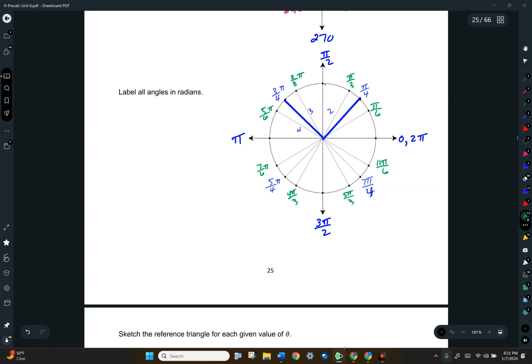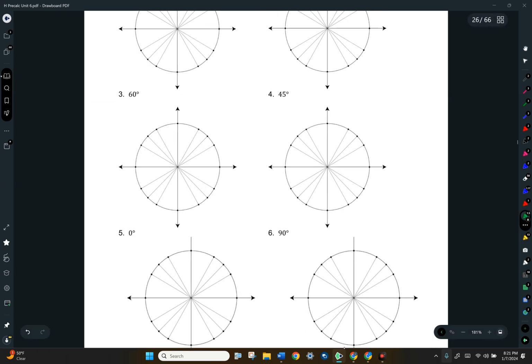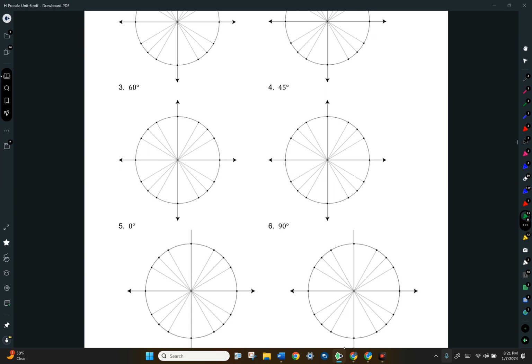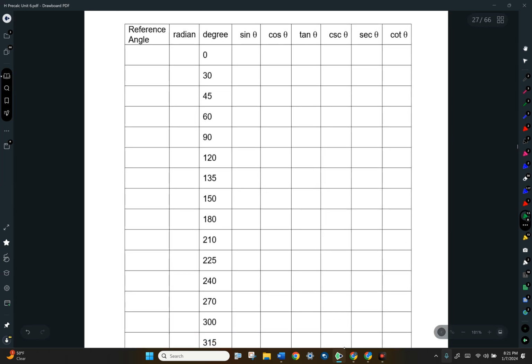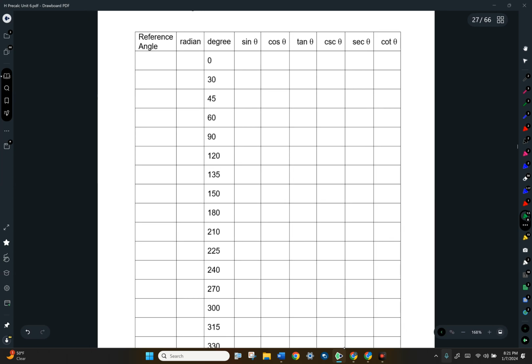Okay, so let's put this together in a big chart. We're just going to think about one full rotation, right? The full 360 degrees. So let's skip down here to this chart. We're going to be going back and forth between these two pages. First of all, let's change all of the degrees into radians. You could look at the picture up above, but we don't really need that.